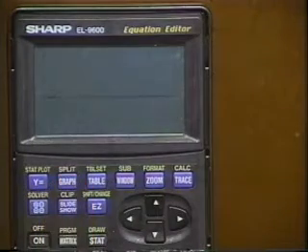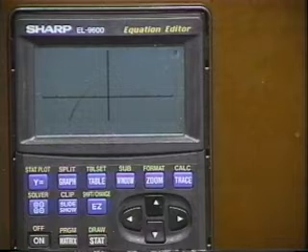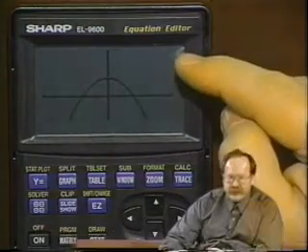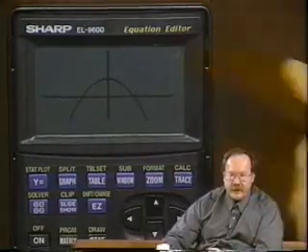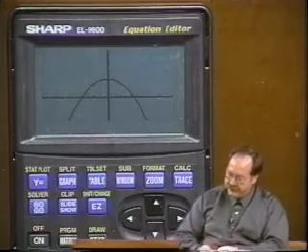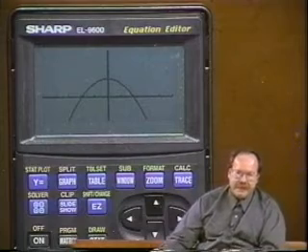Well, I just hit the graph key, and lo and behold, you will see that the curve appears on the calculator. You may have noticed that it had a little blinking spot up here in the upper right-hand corner. That indicates that the calculator is busy, and it is busy graphing the equation. And so there's a picture.